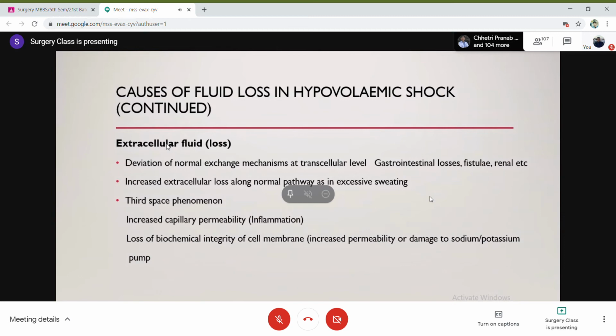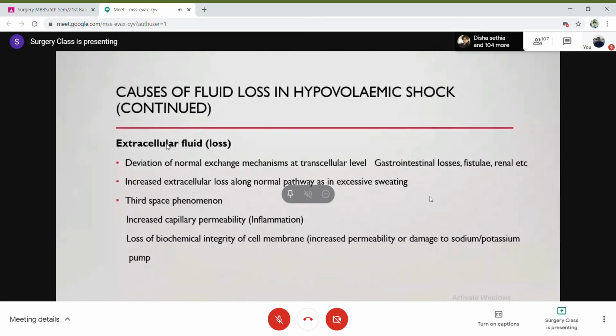Vomiting. Massive vomiting. Fistula formation. Fistula is an abnormal communication between two viscera. So renal losses in diabetes insipidus, you have a lot of renal losses. So a lot of fluid loss can lead to hypovolemic shock. The other cause is increased extracellular loss along normal pathway. This is very interesting, as in excessive sweating.